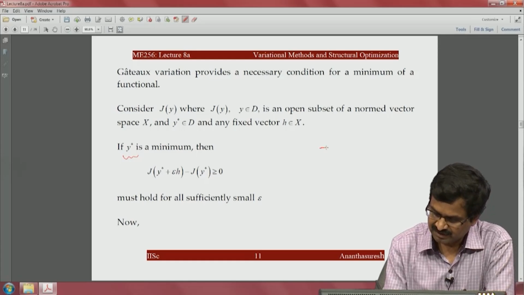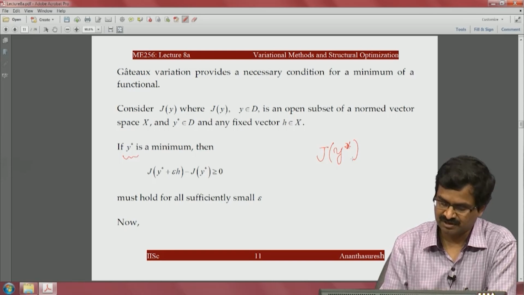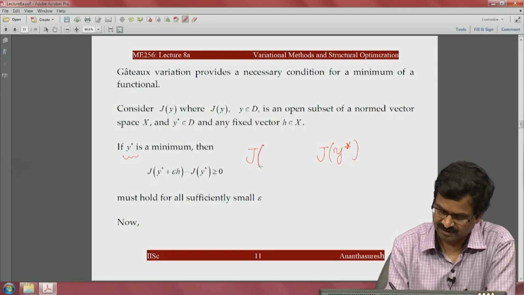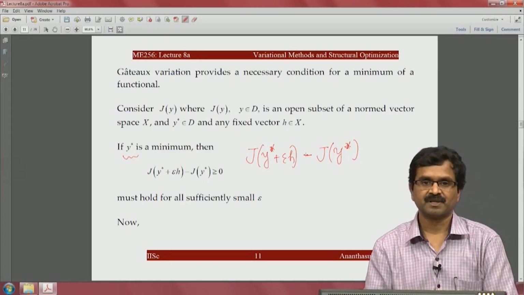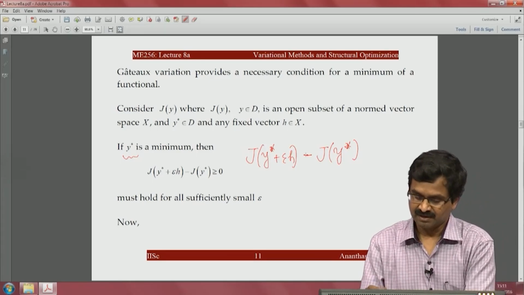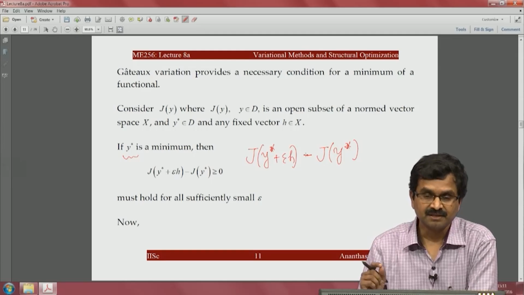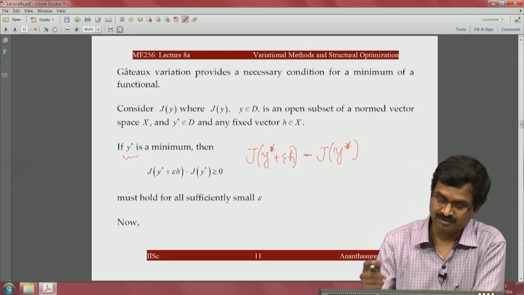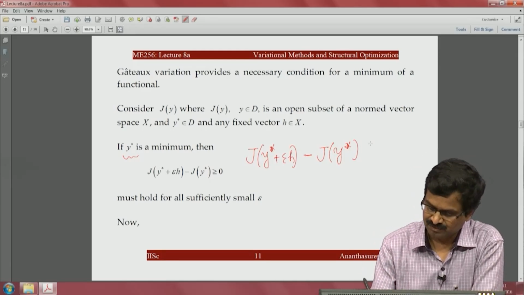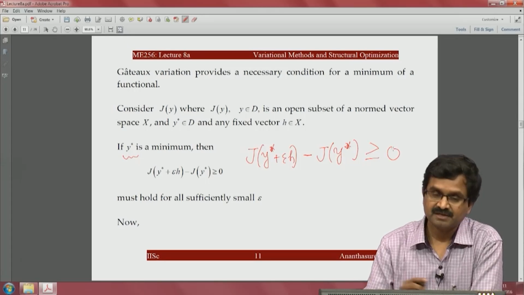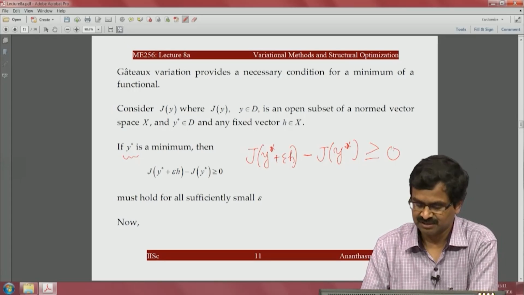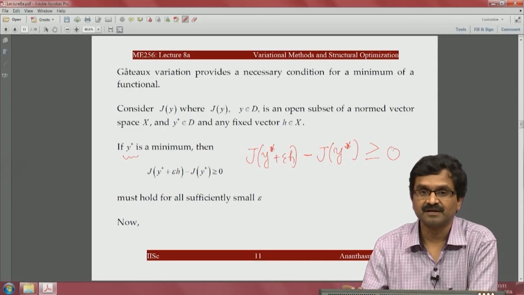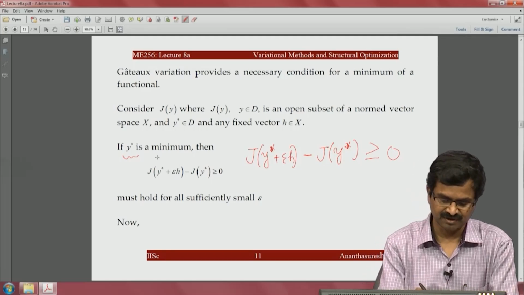So, we have the functional as a function of y star, but then we will have another one after perturbation y star plus epsilon times h. The difference of this, if really j y star is the minimum value, any other perturbation should be larger. So, we say j y star plus epsilon h minus j y star should be greater than or equal to 0. That is the definition of a minimum.